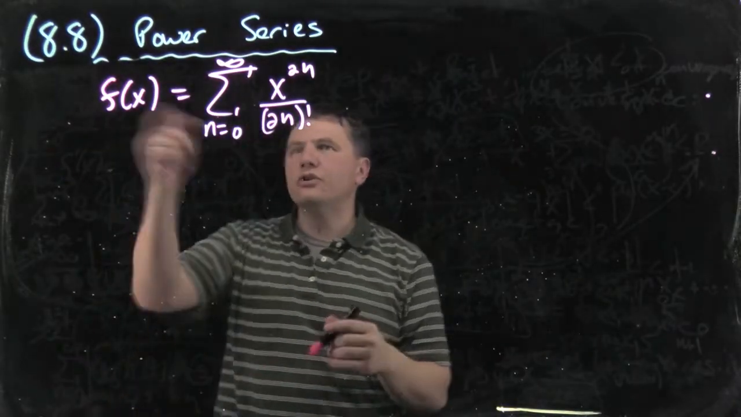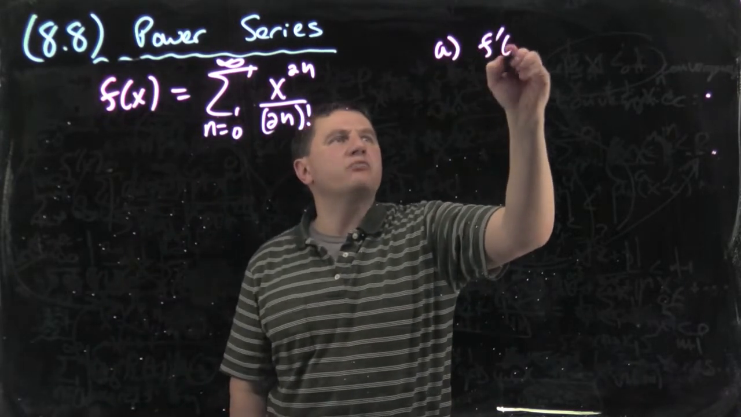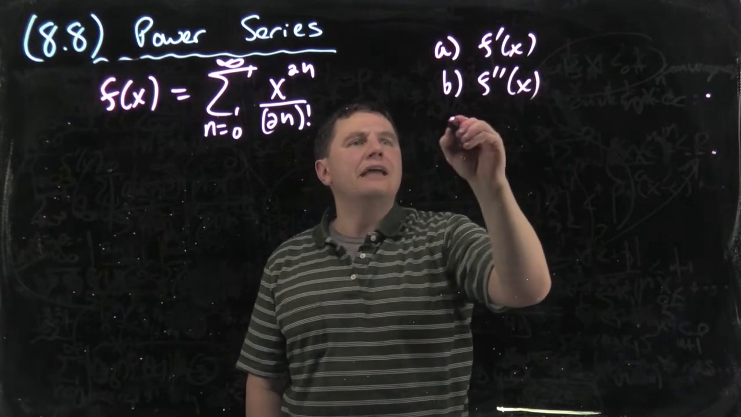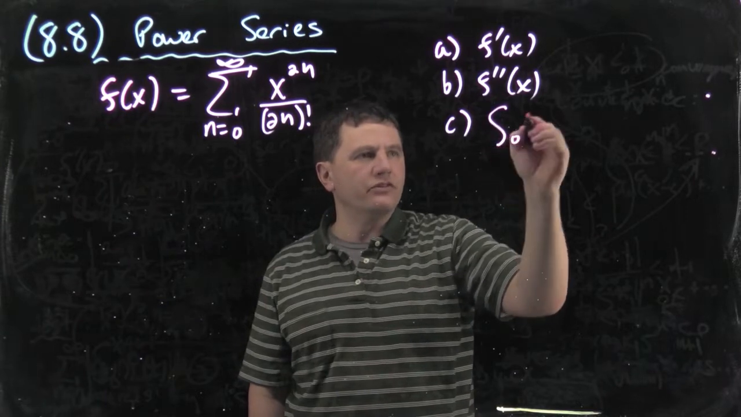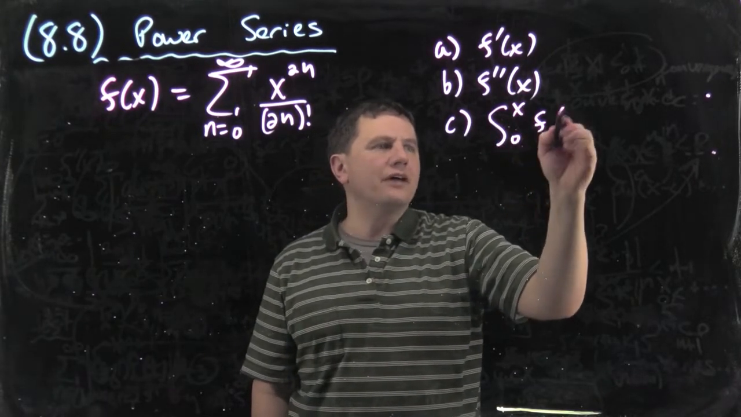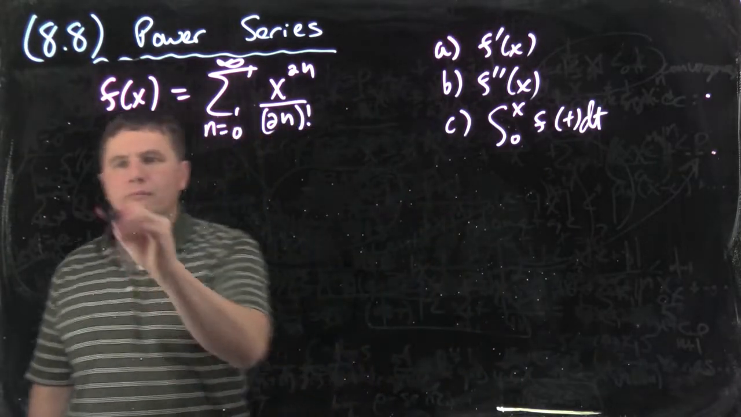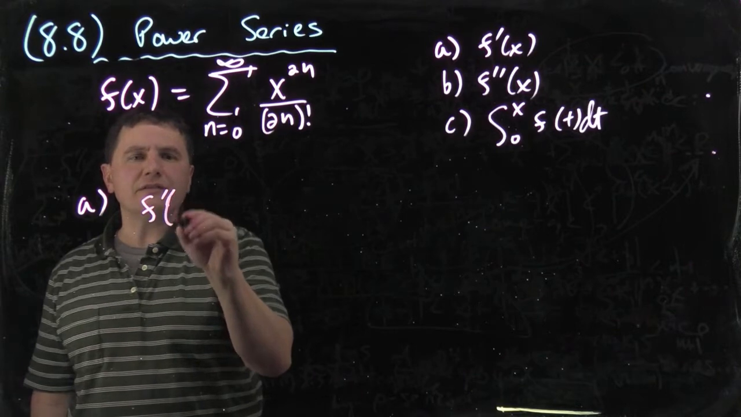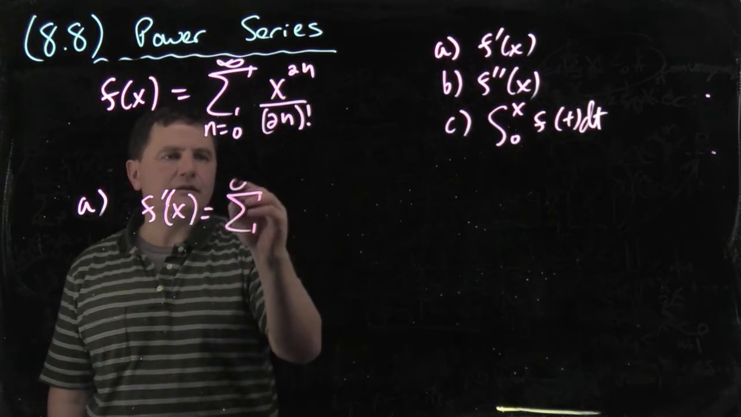Okay, so I'm going to do the same thing here. Here's our function. A will find f prime of x, B will find f double prime of x, and then C will do the antiderivative, and that typically will be in the form integral from 0 to x of f of t dt. And I don't want to do an expanded form, so I'm just going to keep in mind what I did last time. So f prime of x, let's not worry about the bottom index yet.